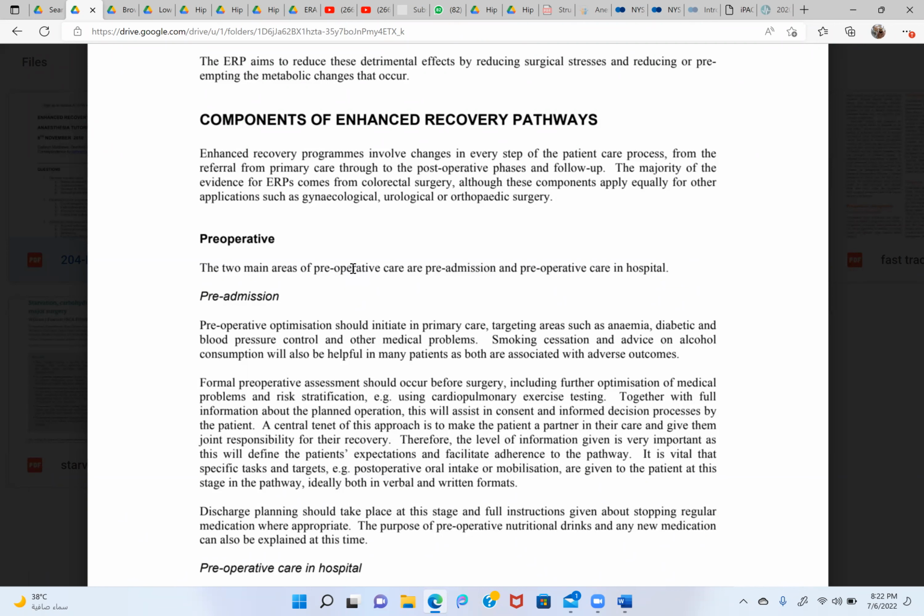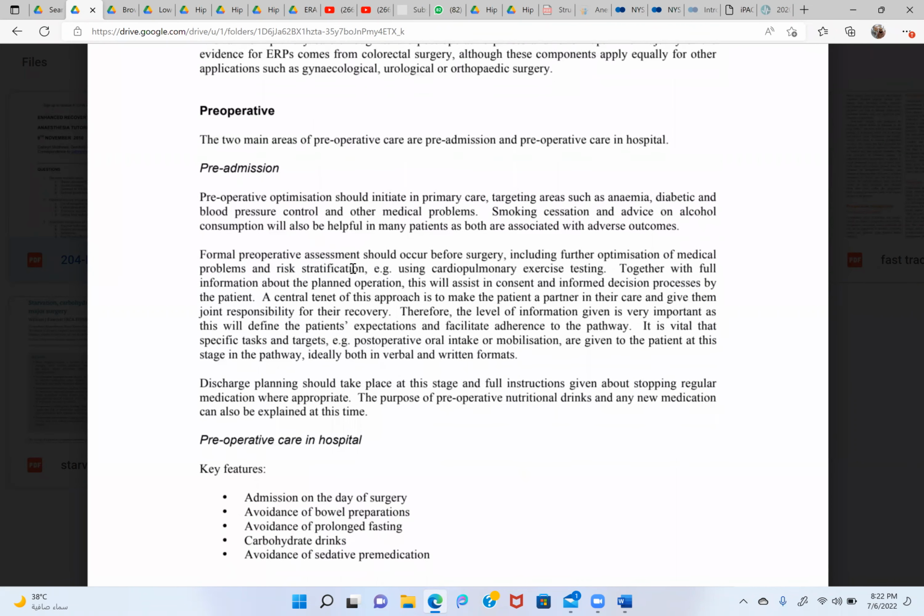ERAS is the thing they are now using gradually. They started with gastrointestinal and colorectal surgeries. Now they are trying to do it in almost every surgery: orthopedic surgery, cesarean section. As you see, there are articles now for pediatrics as well. They are doing it for almost all surgeries. So this is the concept.